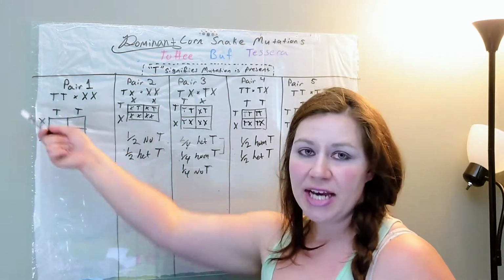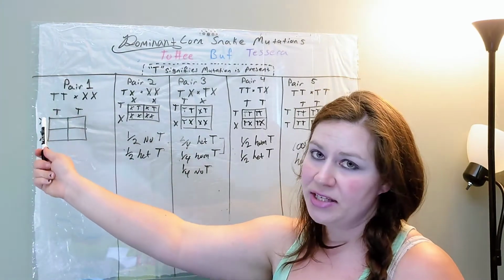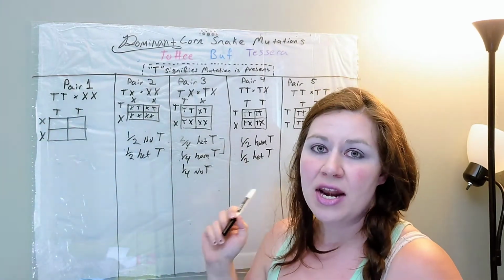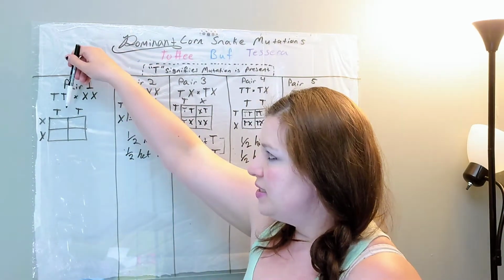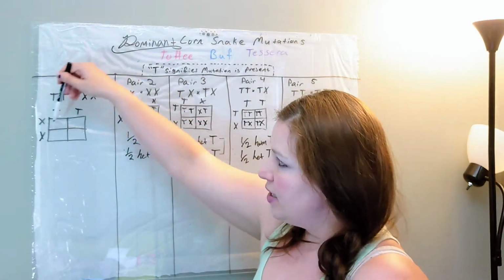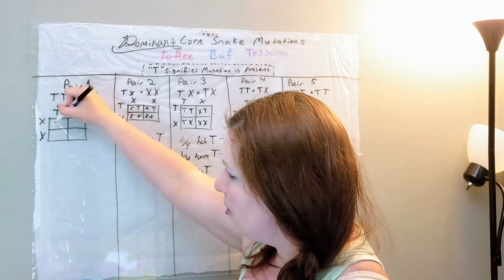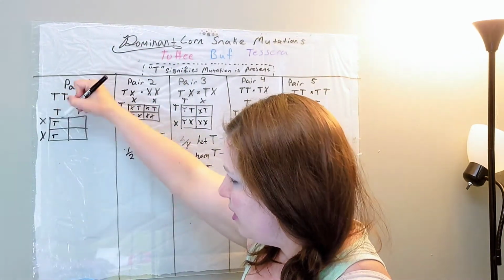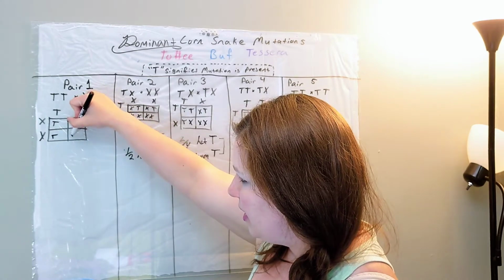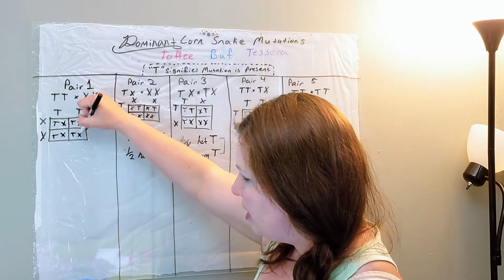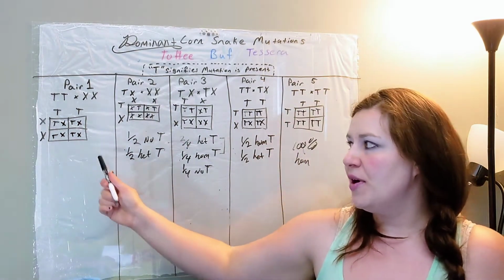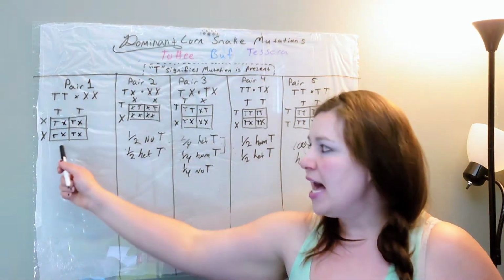Pair 1 is going to be a tessera that is homozygous tessera to a snake that is not a tessera at all. So I'll go ahead and fill this out for us. Remember, these T's for the tessera go down, and then the X's go across. So I'm going to put the T here, and then this T here, and then X's across. So what you see here is you have 100% het tessera.